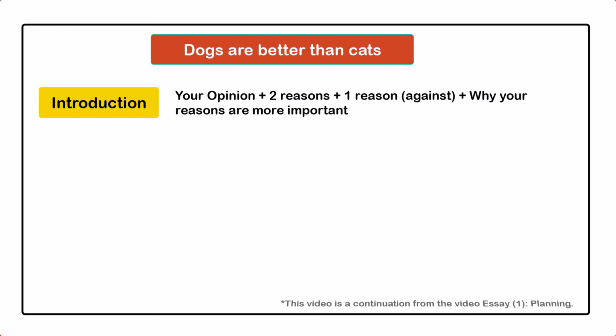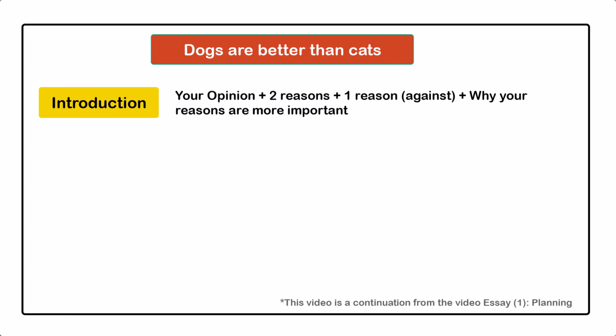First, the introduction. The point of the introduction is to introduce all the important ideas. So you write your opinion, 2 reasons supporting your opinion, 1 reason against your opinion, and then you write 1 sentence saying that the reasons supporting your opinion are more important than the reason against it.